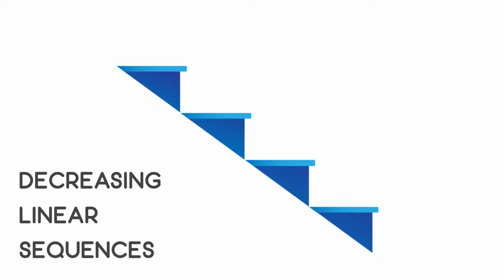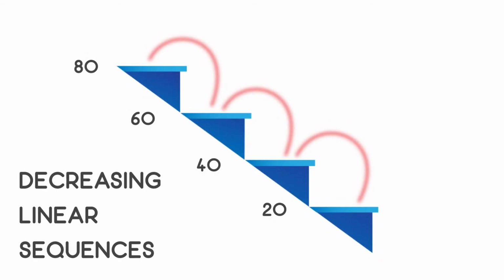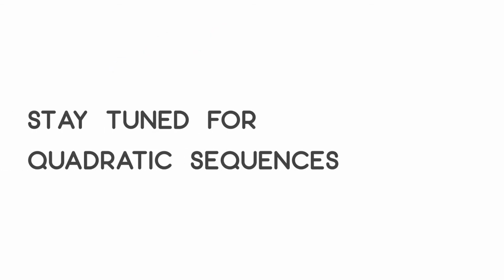We have seen an increasing linear sequence where the sequence starts with a small number and gets bigger. However, we can also have a decreasing linear sequence where the numbers get smaller with each term and the difference is subtracting from each term or a minus number. If they don't follow this pattern, then there may well be a quadratic sequence, which we'll cover in the next video.